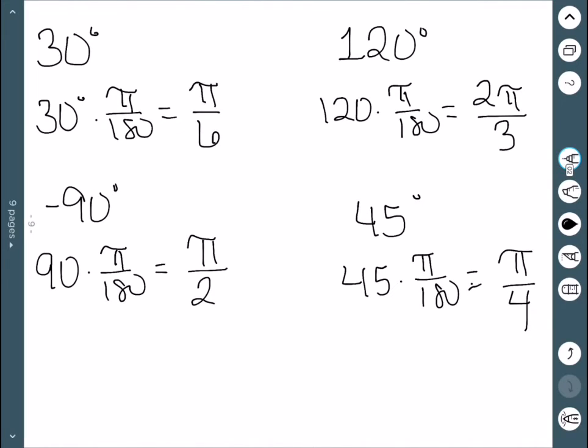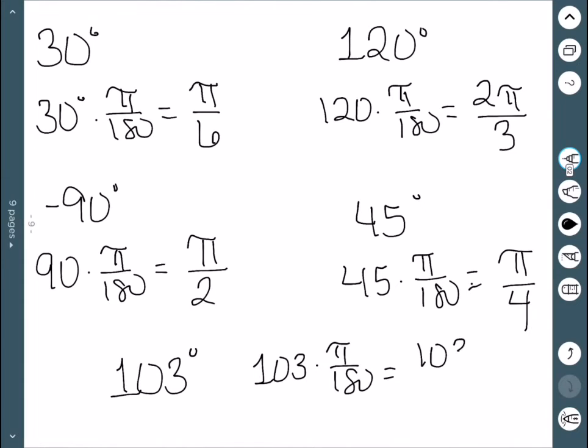And we'll do one more and look at 103 degrees. Well, multiplying 103 times pi over 180, 103 over 180 actually doesn't reduce, so we just get 103 pi over 180. Finally, let's look at going the other way. I have pi over 3, and if I want to convert to degrees, I will multiply by 180 over pi. 180 divided by 3 is 60.